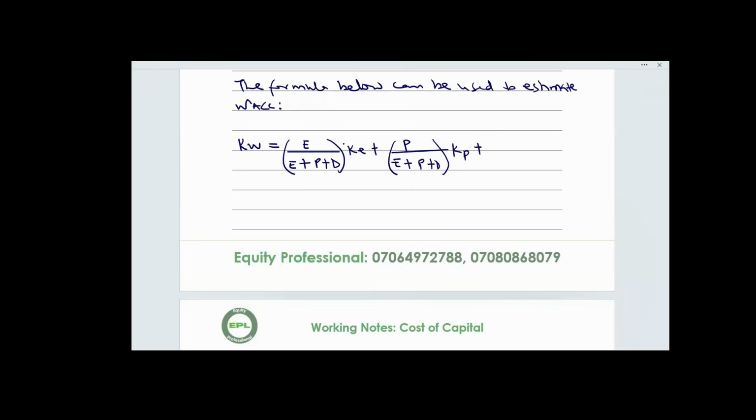Plus value of debt over total value, that is value of equity plus value of preference share plus value of debt. All of this multiplied by after-tax cost of debt, that is 1 minus tax. So this is the formula for calculating weighted average cost of capital.